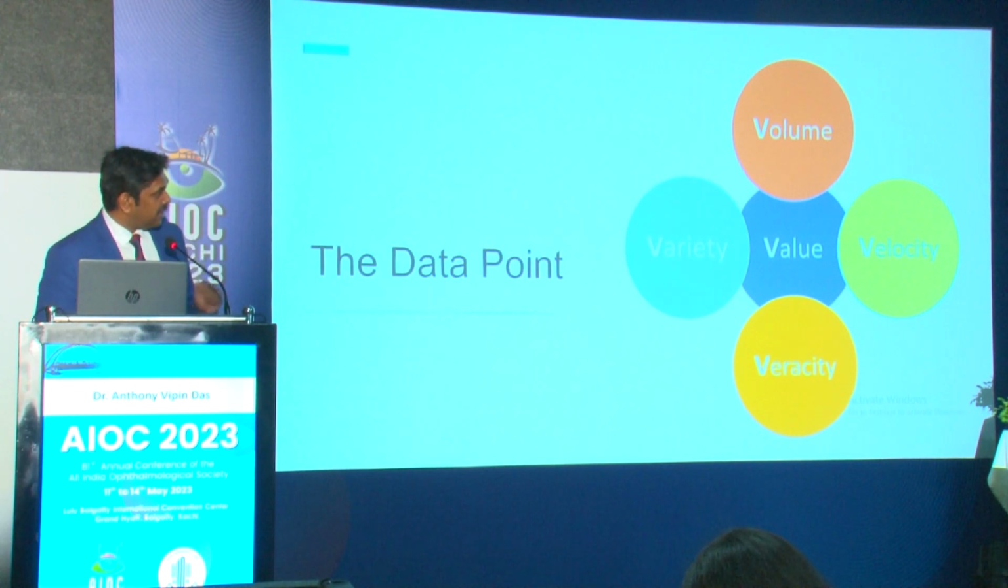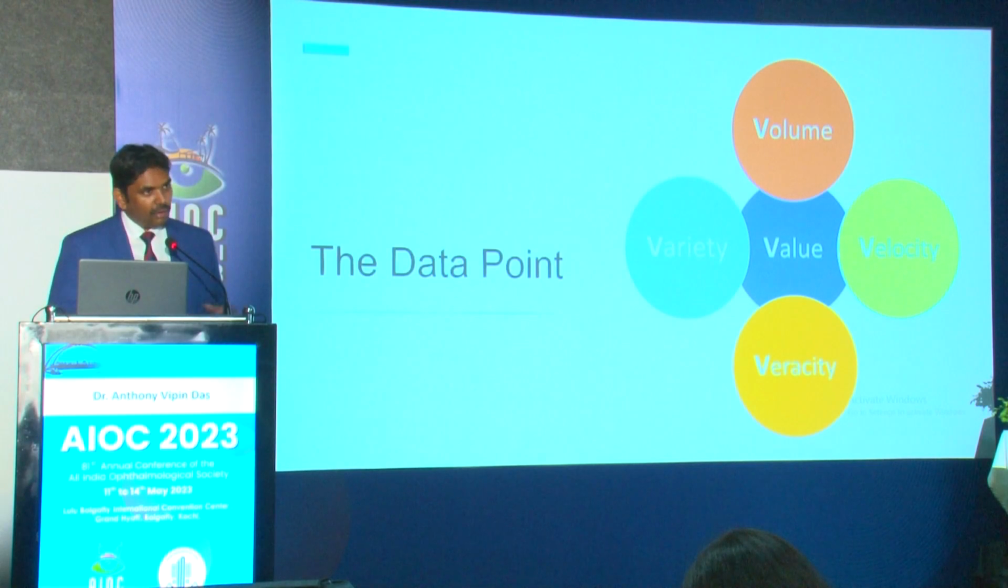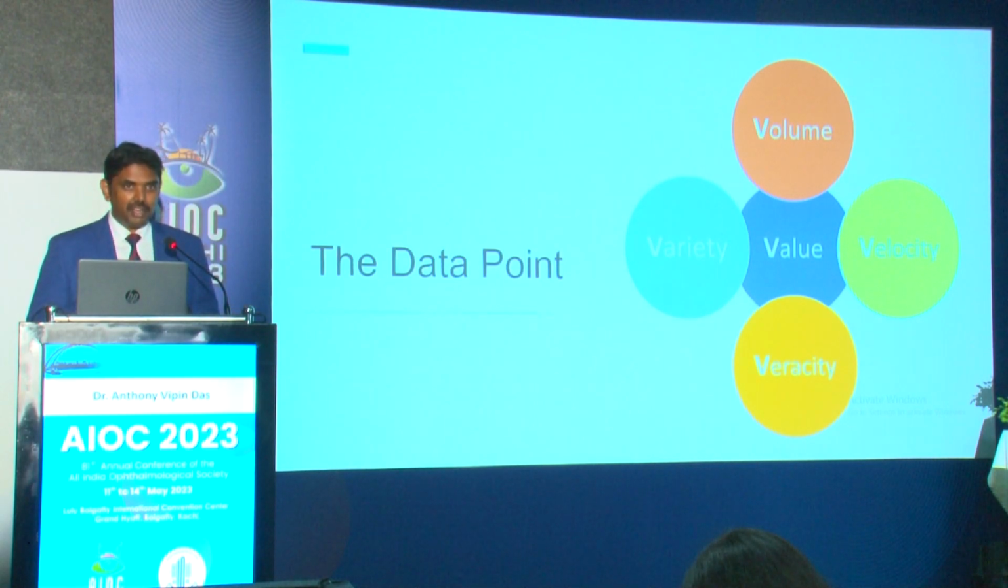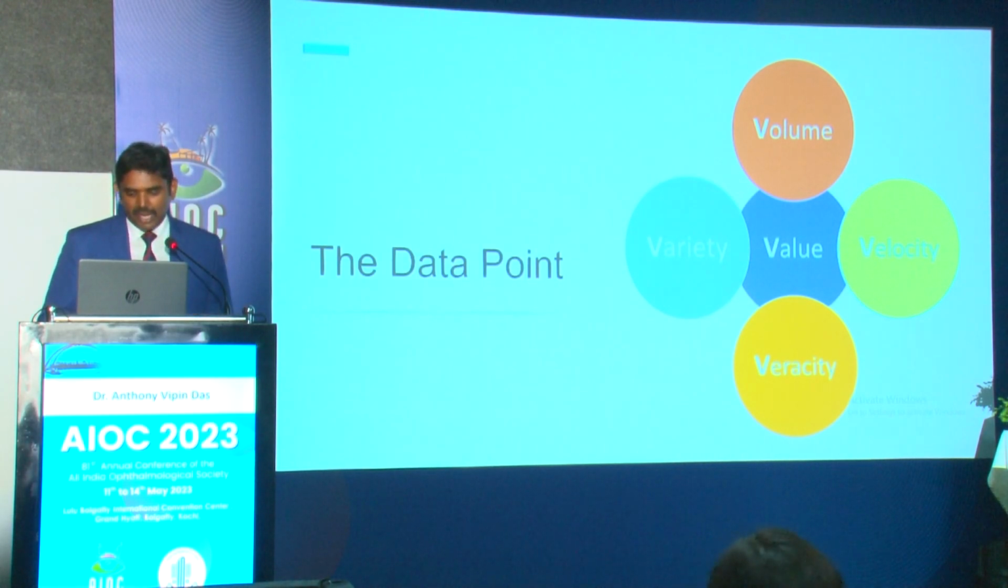But I just want to highlight the data point and its characteristics, right? So there is volume, and all of these characteristics are conducive to ophthalmology, right? So we have the volume of patients, we have the velocity of the churn of patients, we have the veracity of the different geographies they come from, and the variety of data as well. But then we need to derive value out of it, right?